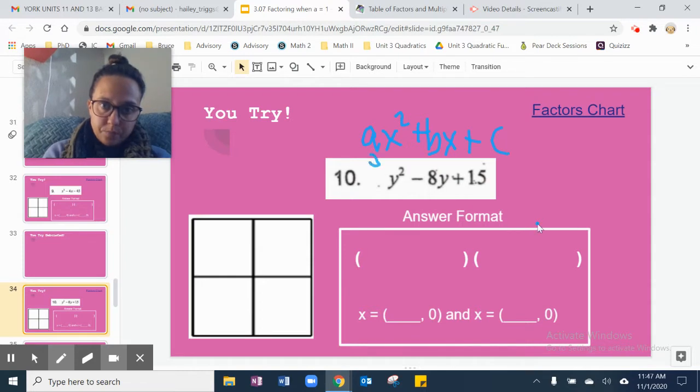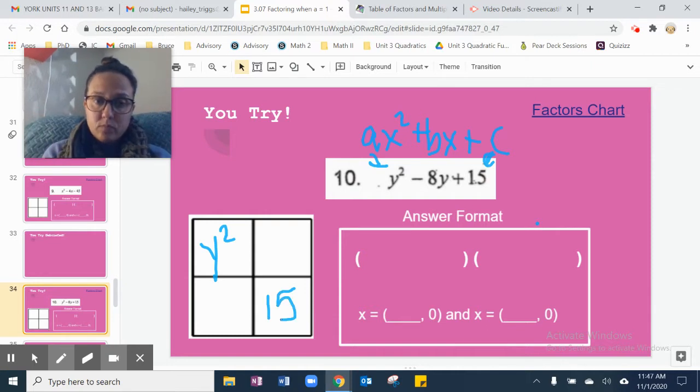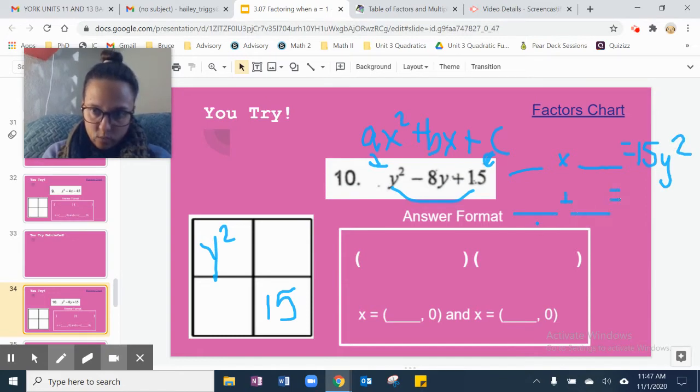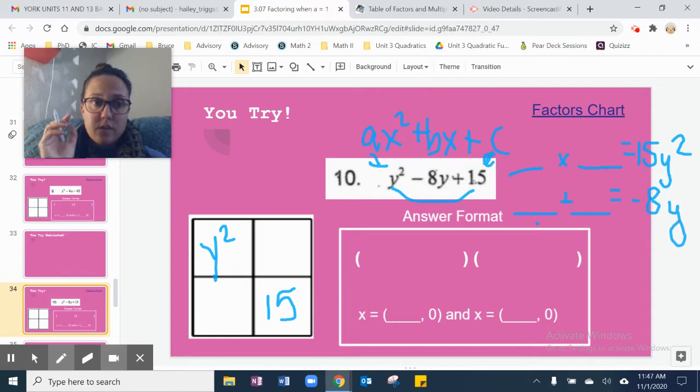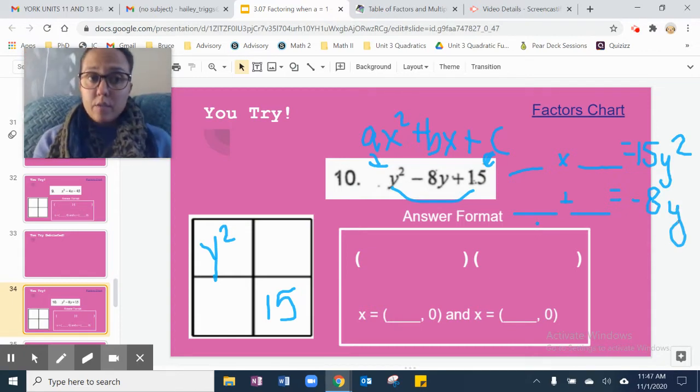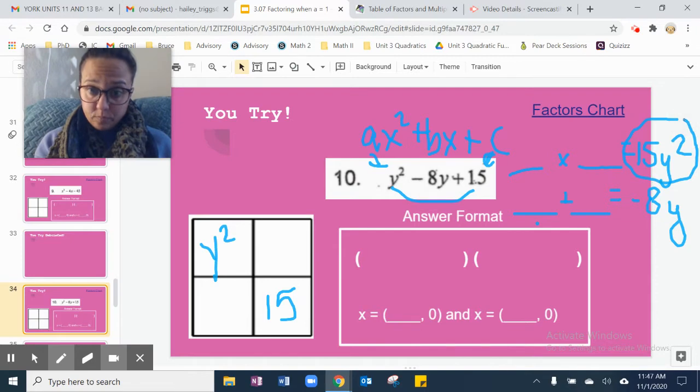All right, so y squared is our ax squared term. 15 is our c. So we want to multiply a and c, so that gives us 15y squared. And we want the numbers to combine or add to make negative 8y. So this is interesting. This is the first time we've seen a positive product and a negative sum.